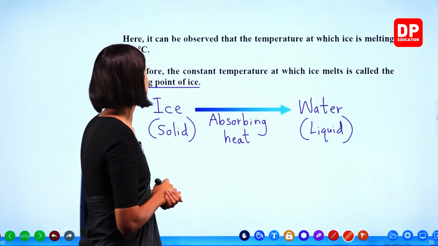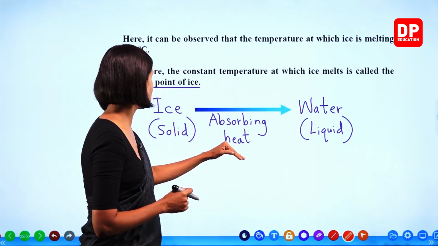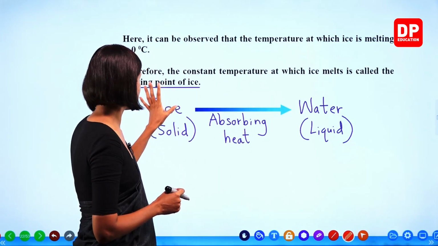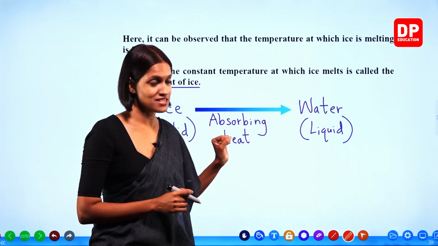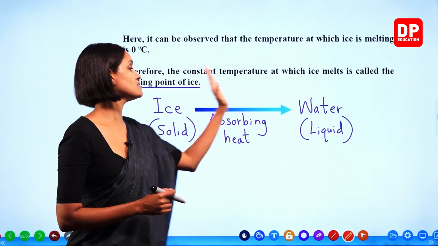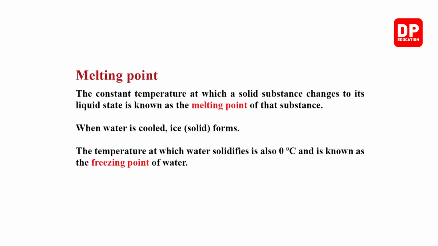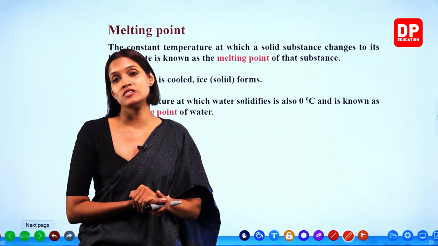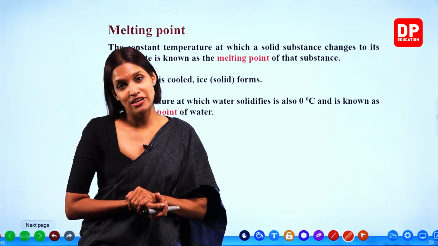Right, children? So, ice turns into water by absorbing heat. Here ice is a solid, water is a liquid. Right, children? Change of state takes place. Solid turns into liquid. Okay, children? So what is the melting point? Now we know the melting point of ice means the specific temperature at which ice changes to its liquid.